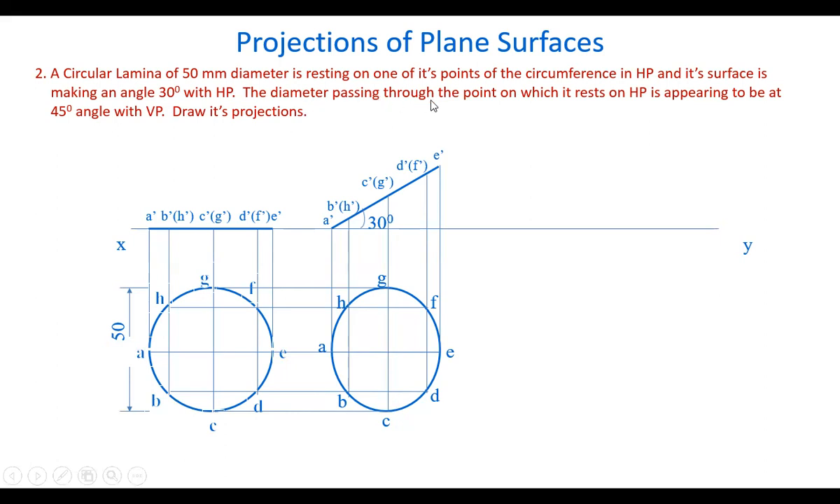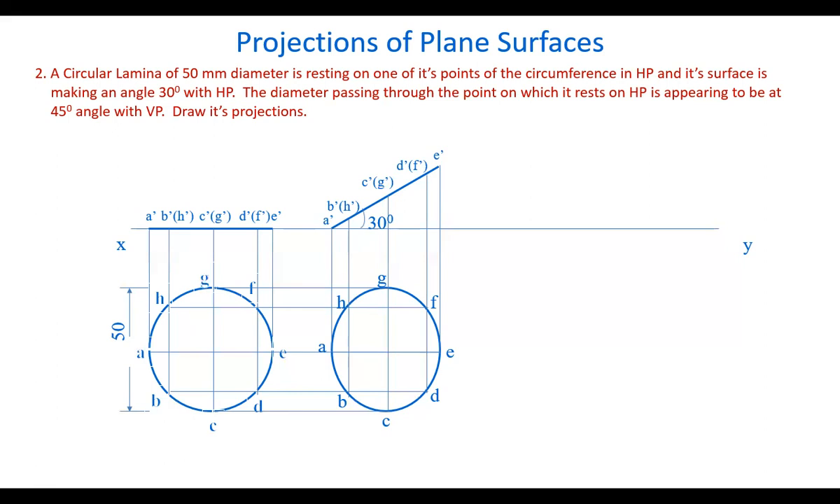The diameter passing through the point on which it rests on HP. Here for this circle we can talk about 2 diameter lines. One is AE, other is GC. GC is actually parallel to the horizontal plane. Even here, if you see, this GC is parallel to the horizontal plane, whereas AE is making an angle with the HP, already making an angle with HP.